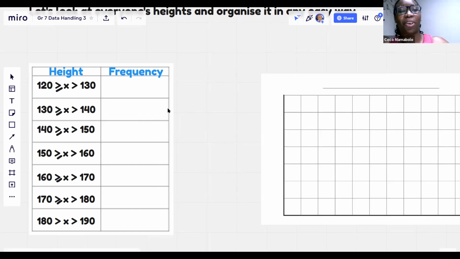I am so sorry, Olwetu. I actually started at 120, not noticing that there would be somebody shorter than that. So I'm going to include you in the group above that one. Okay, I'm going to include you in the 120 group. Otherwise, I'm not going to have any way to count you.